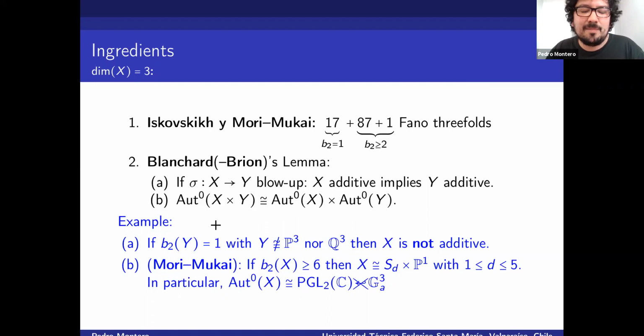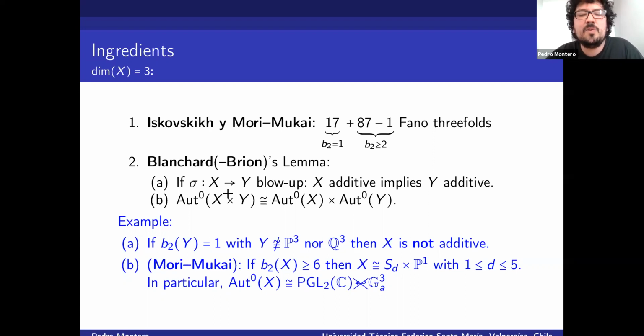So in practice, for instance, if you're looking at one of these 105 varieties, and you manage to see that your variety is a blow up of a Fano threefold of Picard rank 1, which is not additive, in other words, which is not P3 nor the quadric, then for free, you have that X cannot be additive. So this simplifies a lot of things.